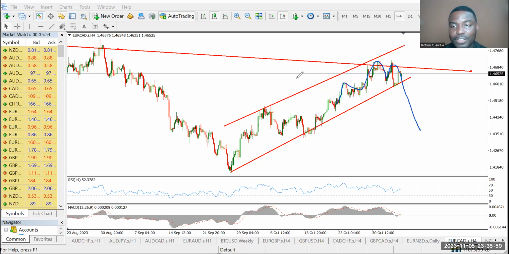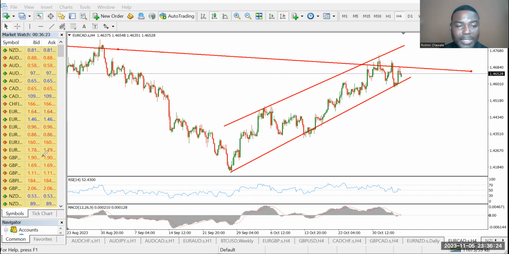Oh, sorry, it's testing the trend line again on the daily time frame. You can see that, and I expect a bearish movement from here. So we have price trending down on the daily time frame with a rising wedge on 4-hour. I expect price to break below the trend line, and then you'll have a bearish breakout on Euro CAD. So I'm bearish biased on Euro CAD.